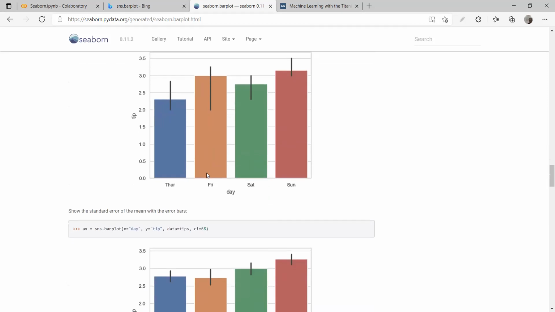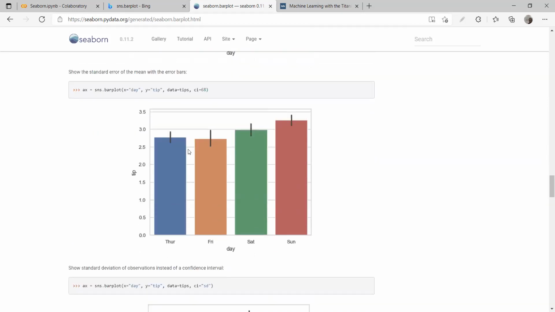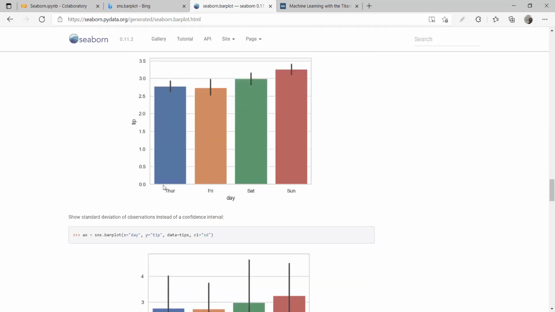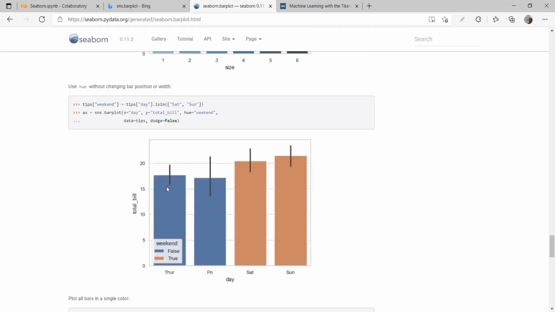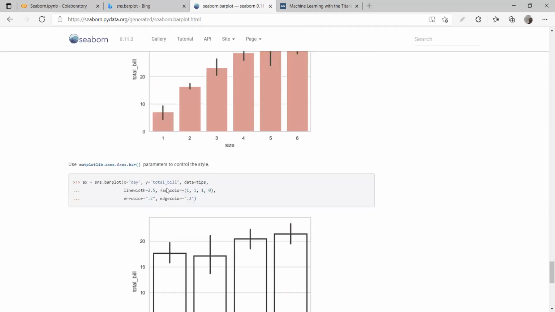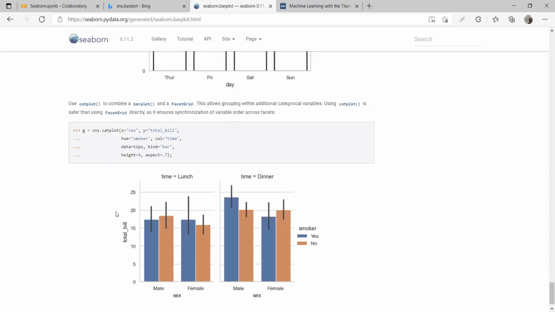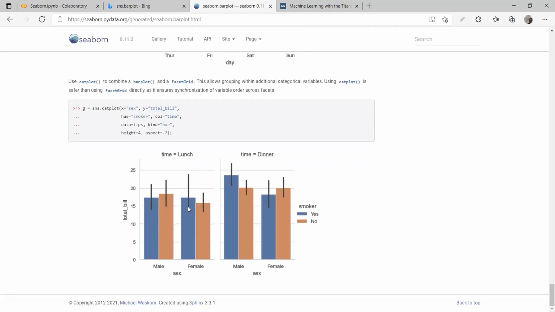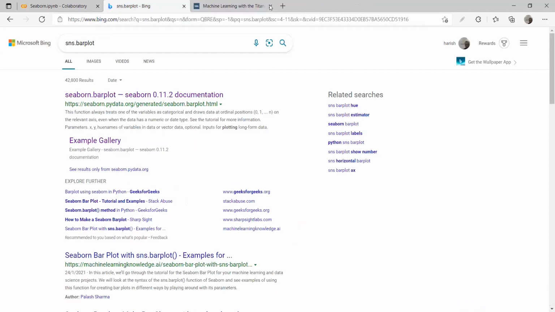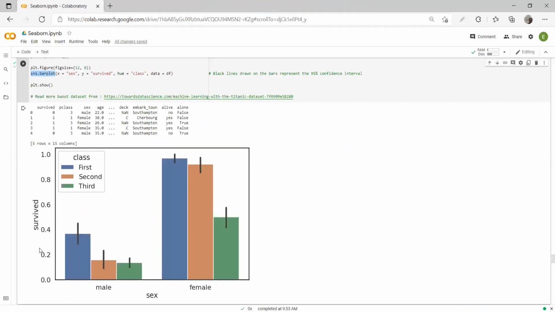Estimator has median, shows the standard error of the mean by bar, confidence interval 68. Color, face color. Not enough examples, I mean, but yes, there should be a way, if you want to change it to the count of it, then you should be able to do it as well. You can read more about it in the documentation. You should be able to find it.